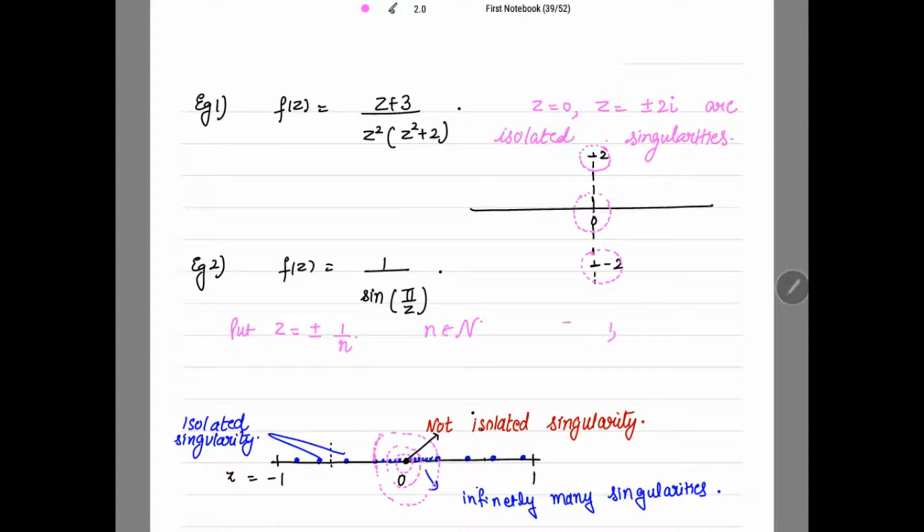Put n equal to 1, z equal to 1. Put n equal to 2, then this is 1 by 2, 1 by 3, 1 by 4, and so on. And all these singularities are tending to 0, right? 1 by n, for larger numbers. And also I have minus 1 by 2, minus 1 by 3, minus 1 by 4, and lastly tending to 0. Not equal to 0, but tending to 0. Very, very close to 0. The last one, singularity.